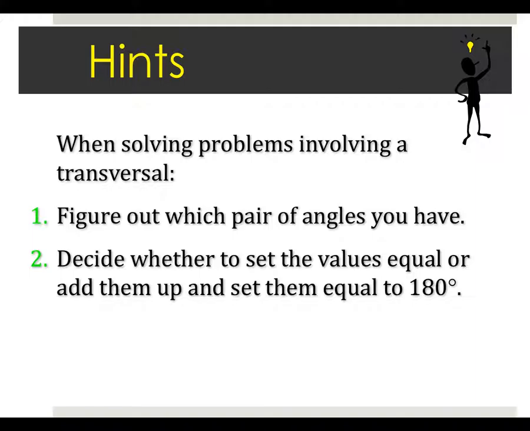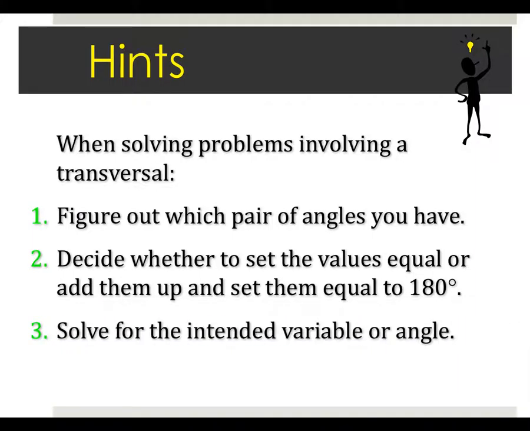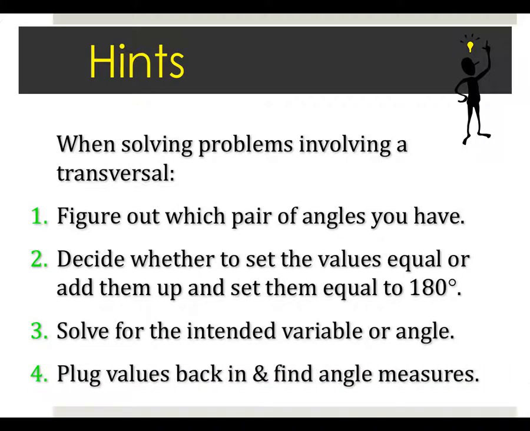Then you're going to decide if you set those values equal to each other or add them up and set them equal to 180, because that's the only 2 possibilities. The angles are either congruent or they're supplementary. Step 3, solve the equation and find the variable, whether you're solving for x's or y's or z's or q's or smiley faces, whatever. And most importantly, answer the question. Sometimes I will just ask you for the variable. Sometimes I will ask you for a value of an angle. Sometimes I'll ask you for both. Depends on the problem.